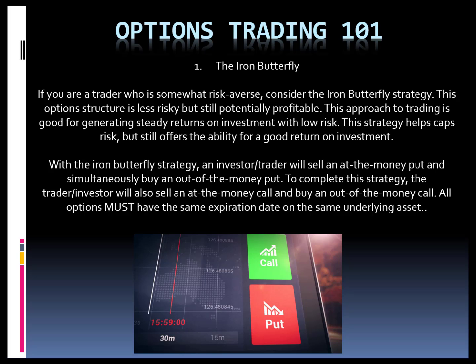With the iron butterfly strategy, an investor will sell an at-the-money put and simultaneously buy an out-of-the-money put. To complete this strategy, the trader will also sell an at-the-money call and buy an out-of-the-money call. All options must have the same expiration date on the same underlying asset.